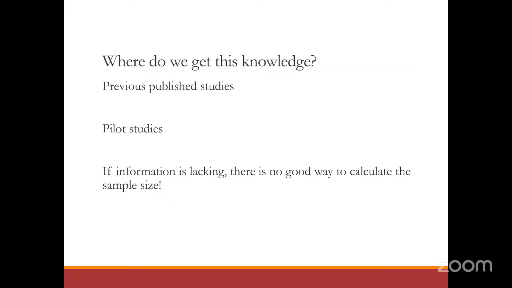So where do we get this knowledge? Suppose we are going to study anemic women, or maybe stunted children. From where do we get the knowledge of how large my sample should be? For that there is a formula. For calculating the sample size, we have to know the prior prevalence of that disease or that problem.